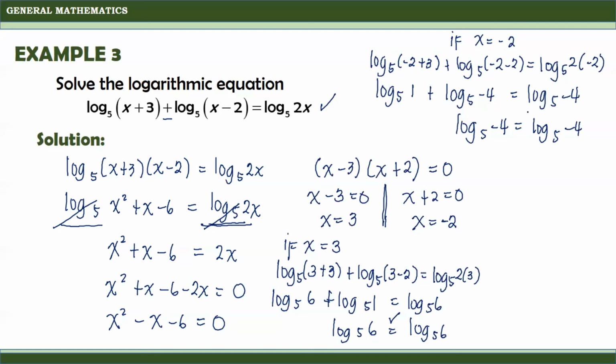This equation seemingly satisfied our given equation. However, note that the powers should be greater than 0. Since we have here negative 4, therefore, we cannot consider the value since it is negative. Hence, the only value of x is 3.